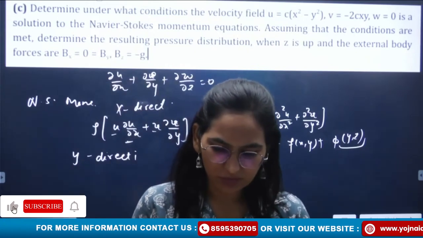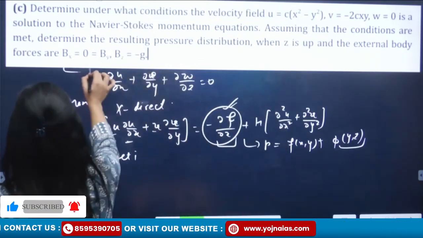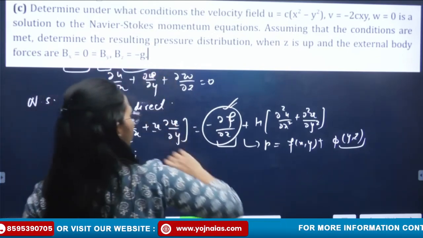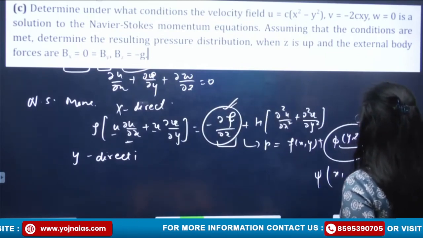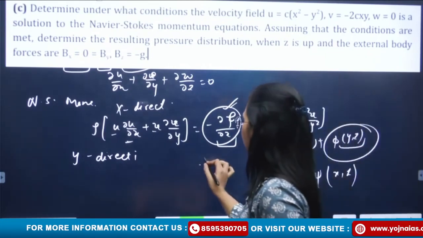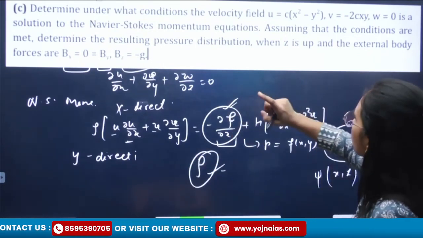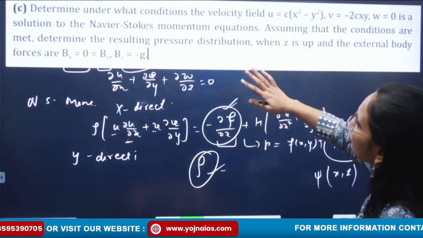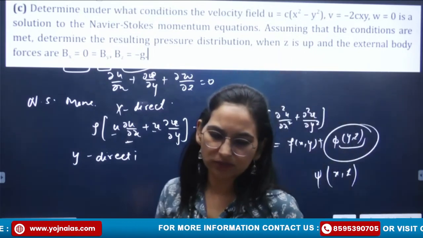And after that, you have the initial conditions. By using them, you can find phi of z and the psi, which will come with respect to x, y, that is psi of x, z. Find both of them and then you would be able to find this p. Under what condition the velocity field is a solution of the Navier-Stokes momentum equation.